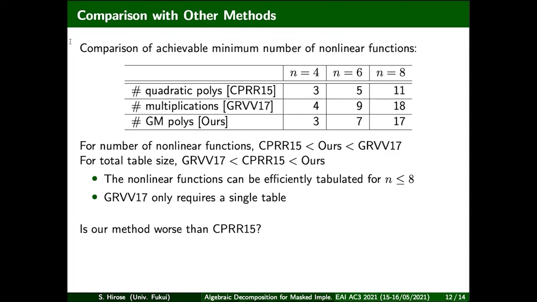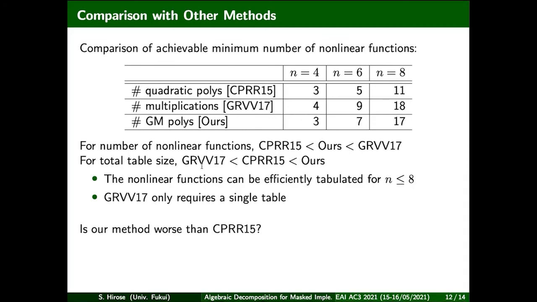Okay, this page shows comparison with other methods, and this table shows comparison of the achievable minimum number of nonlinear functions. This is the required number of quadratic polynomials of the method by Khaled et al. This is the required number of multiplications of the method by Gudaji et al. And this is the required number of GM polynomials of our method. These are the numbers for the input lengths 4, 6, and 8. So from this table, for the required number of nonlinear functions, the method by Khaled et al. is best, and ours is second. You can see that these values are smaller than these values.